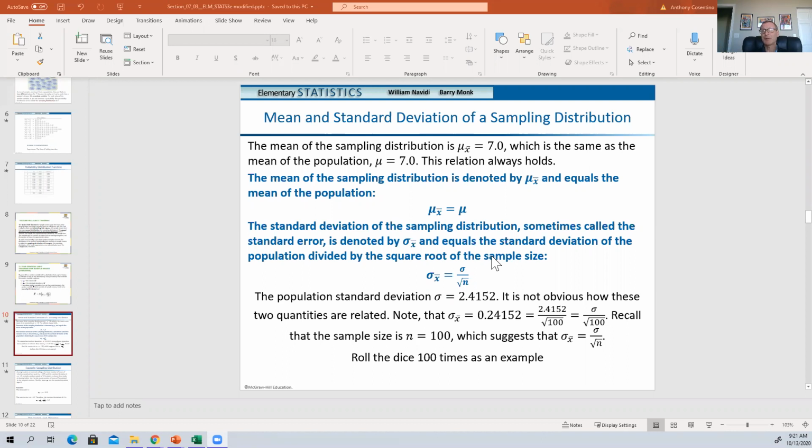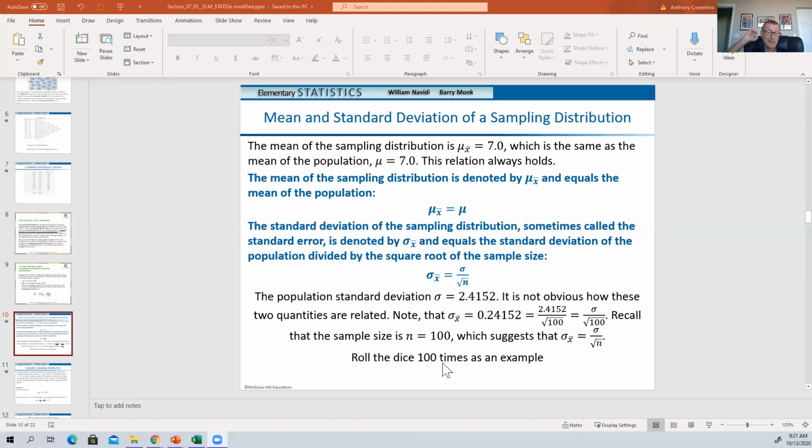And it's basically the standard deviation of the population divided by the square root of the number of samples, n. And so this standard error, or the standard deviation for the central limit theorem, as I like to call it, is the standard deviation divided by the square root of n.